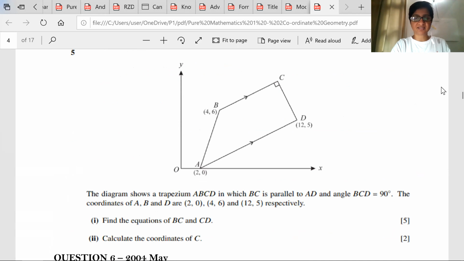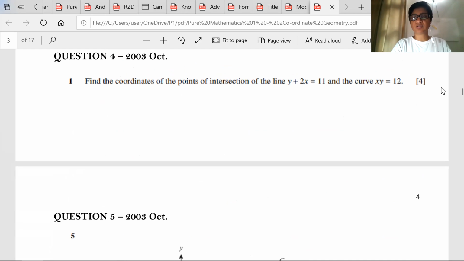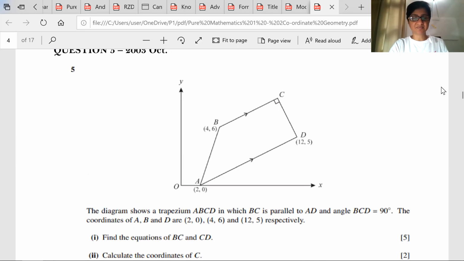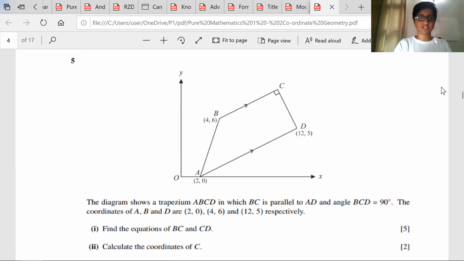I think this is a nice question. Even number 4 is not bad. Look at number 4. Find the coordinates of the points of intersection of the line and the curve. I mean, let me leave that for homework. Maybe number 4 for homework. So straightforward. 4 marks, easy 4 marks. Number 5, since there is a nice diagram, shall we try that? And then we'll continue with the theory.